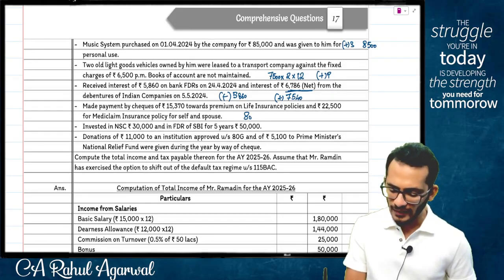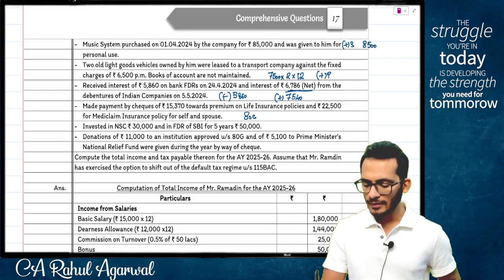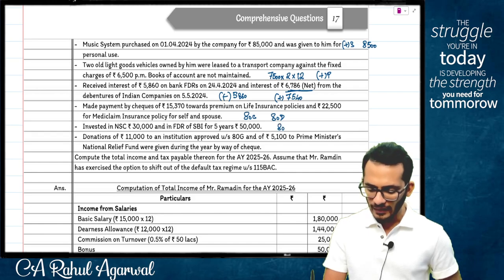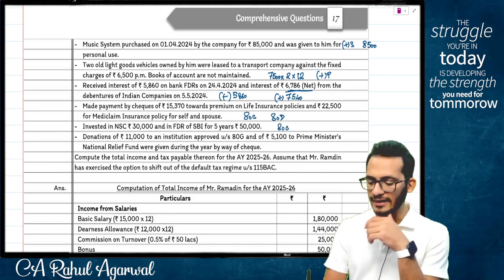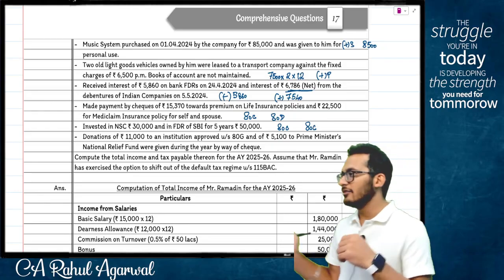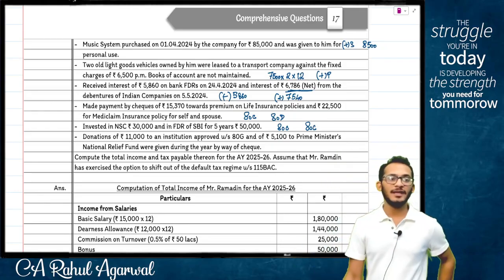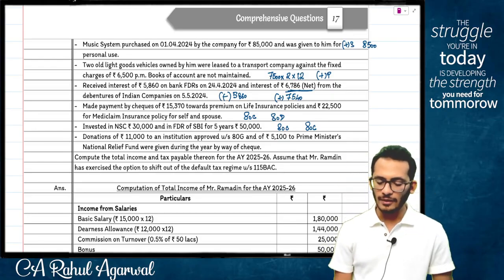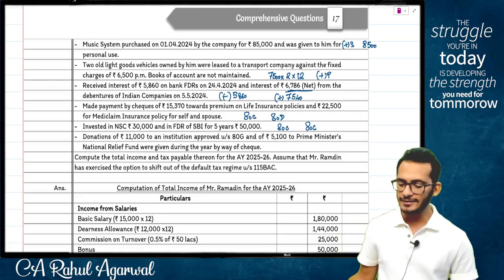22,500 for mediclaim policies, 80D. Invested in NSC 30,000, 80C. Invested in FDRs with SBI for 5 years, 80C. Same FDRs, investment I've made. All investments are under 80C. Donations of 11,000 rupees to an institution approved under 80G.